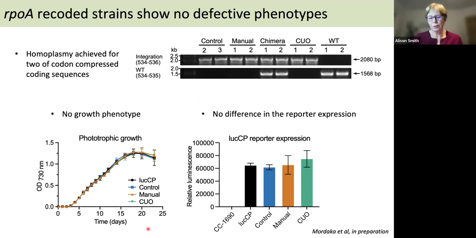And then using our two methods for testing the phenotype, this is the phototrophic growth, so this is on HSM. There's no difference between the control and so this is the wild type. This is the wild type containing luciferase marker, and then the two modified recoded strains. And then this is looking at the activity of the luciferase reporter in these different strains. And again, there isn't any difference between the activity. So no effect on the genetic machinery, RPOA obviously being required for transcription.